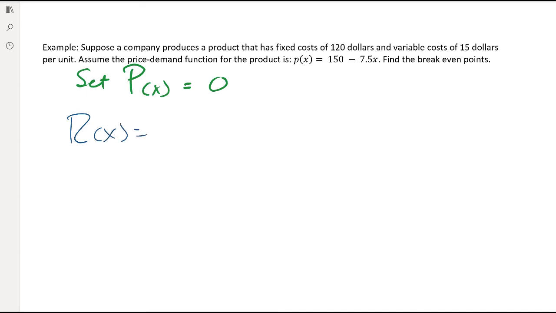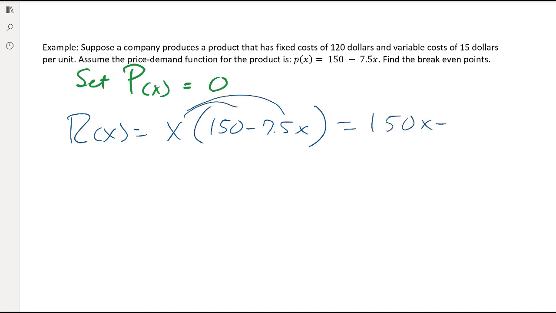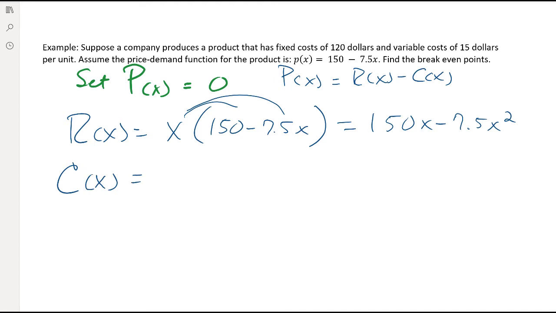So from the last problem, we know that the revenue function will be x times your price function. The price function happens to be the same as the previous question, so it's x times 150 minus 7.5x. As we distribute the x, we get 150x minus 7.5x squared. That's our revenue function. Remember, your profit function is revenues minus cost. So now we need to come up with the cost function. Here they give us enough information to come up with the linear cost function. We have fixed cost of $120 and variable cost of $15 per unit. So the linear cost function must be $15 times x units plus the fixed cost of $120.